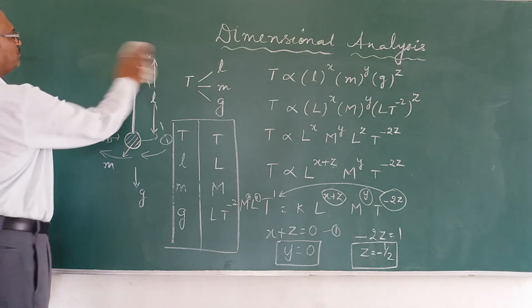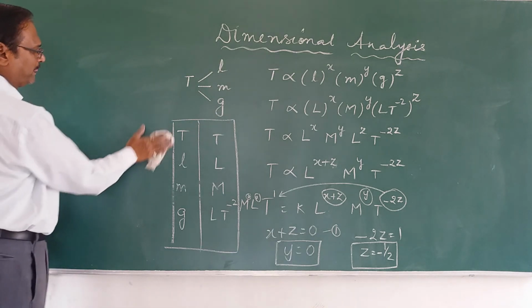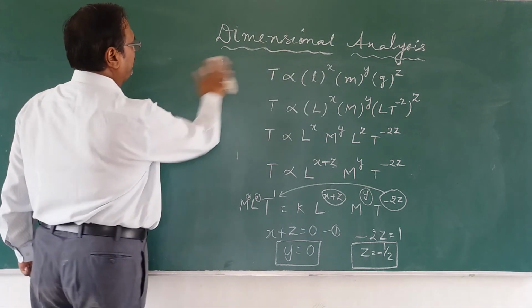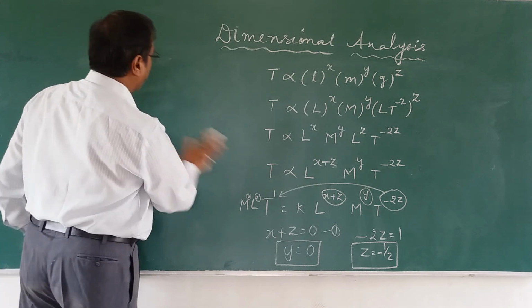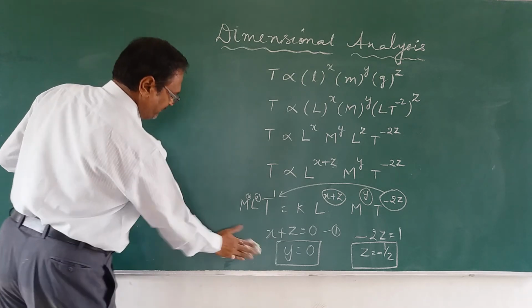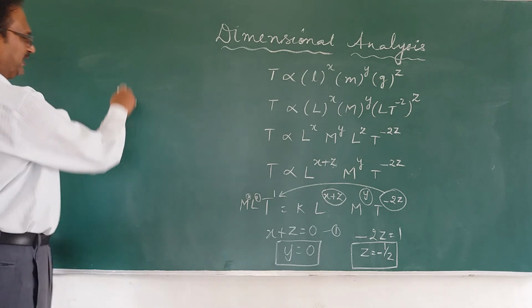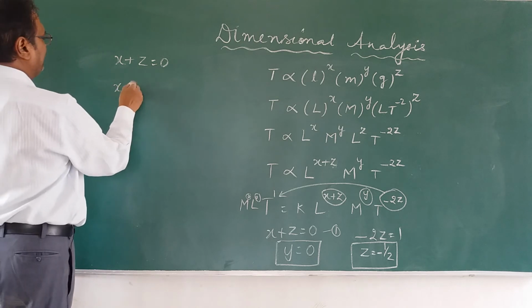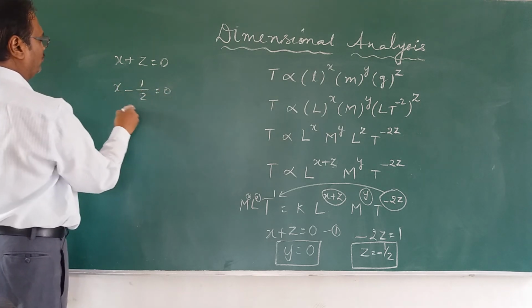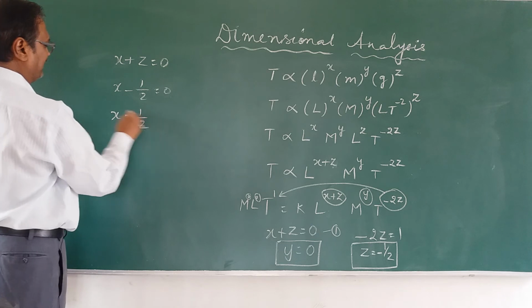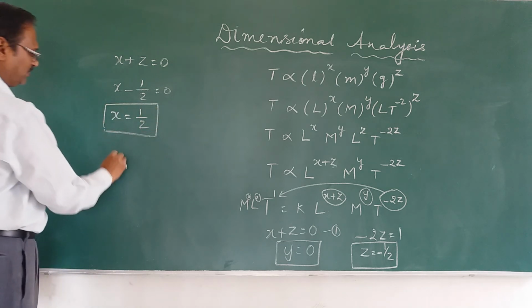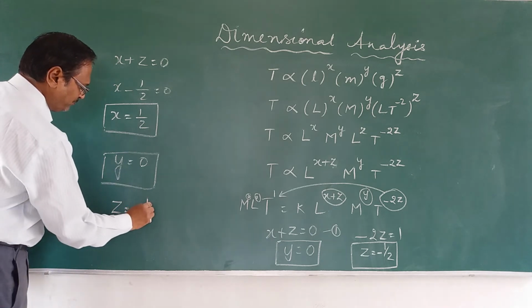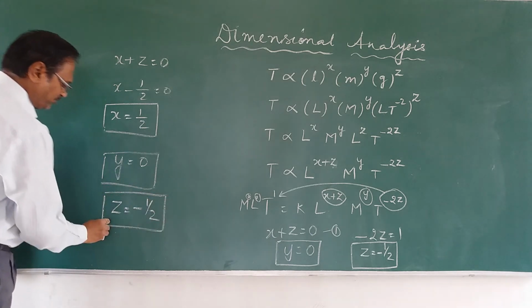So let me erase this part and do it here. These are not needed because I made the substitution already. Now I know that x plus z is equal to 0. z is minus half, so x is equal to plus half. So I got the x value, the y value and the z value, and I close it here.